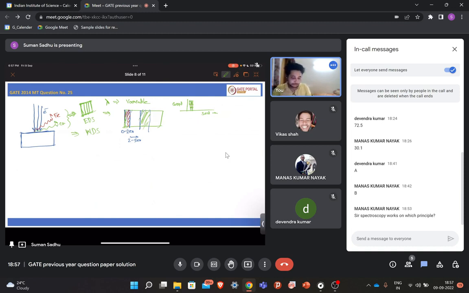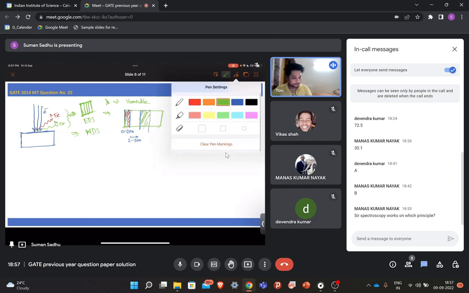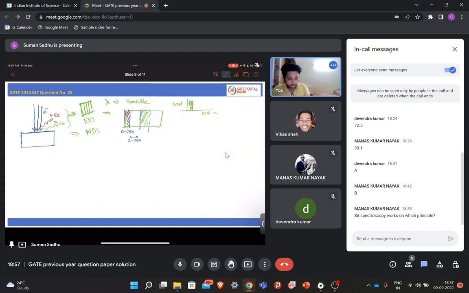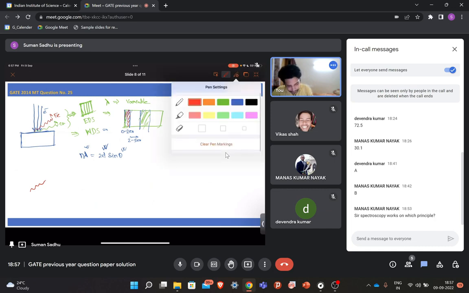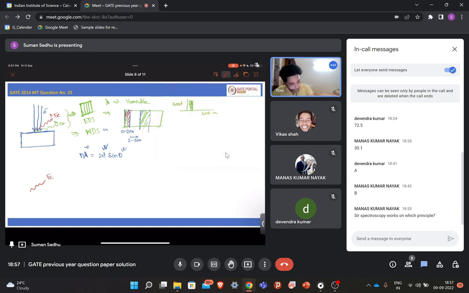Another one is WDS. So WDS, what does it do? Here lambda is variable, and now you know Bragg's law, right? So what is Bragg's law? n lambda is 2d sine theta. So lambda is variable here. Now if you fix this d for a particular lambda, that theta will also be fixed, right? So in WDS, let's say this signal is coming for iron, and this is coming from copper. The lambda is different for these two.